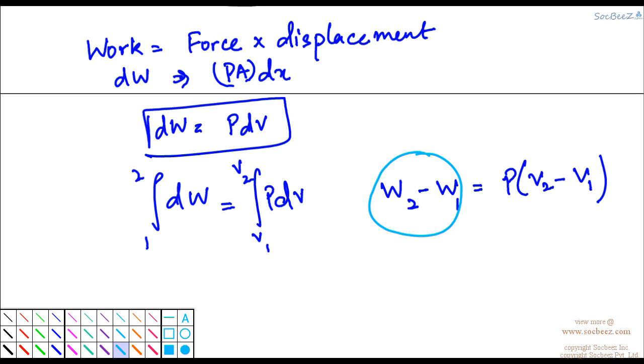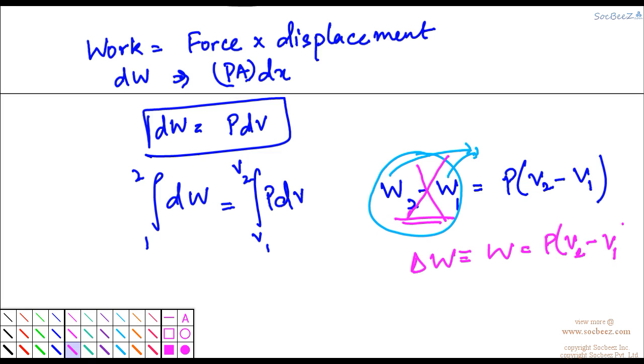Basically there is no such quantity as W1 and W2. I have just written this for the sake of those who commit this kind of mistake, because work in a thermodynamical system is defined just for a process. For a given state there is no term known as work, because work is done only when there is a process. So we don't write it in this form, this is a wrong notation. We write it as delta W, or simply work, as P into V2 minus V1.